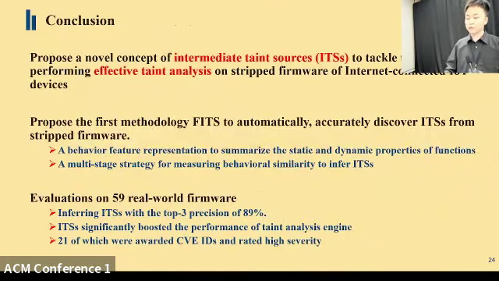We propose a concept of intermediate taint sources to tackle the challenges of performing effective taint analysis on stripped IoT device firmware. Then we propose the methodology FINS to automatically discover intermediate taint sources from stripped firmware. In the evaluation of the 59 firmware samples, FINS infers intermediate sources with a top 3 precision of 89%. Moreover, intermediate sources improve the performance of the taint engine in finding vulnerabilities.